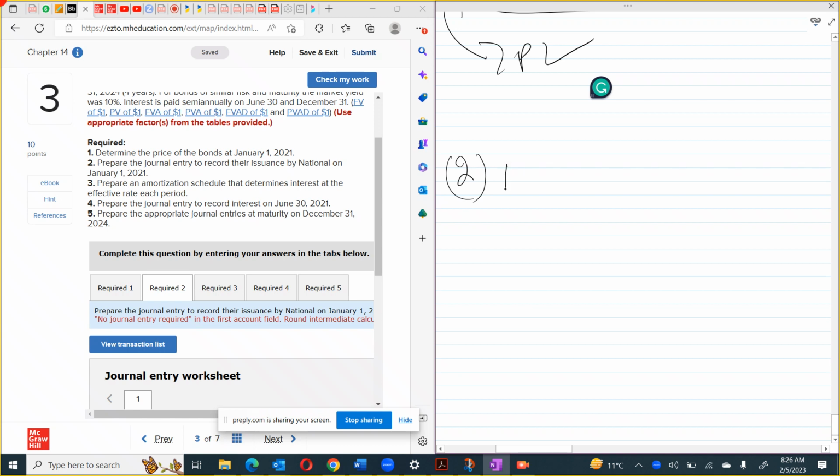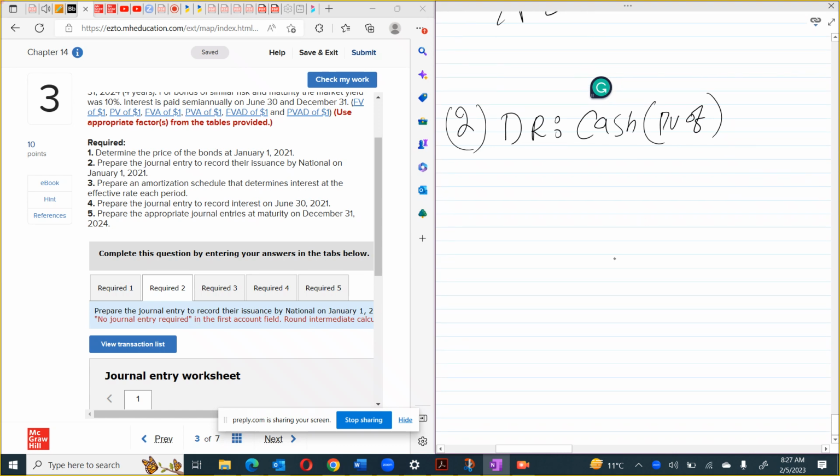Now, what you need? You need three things. You will debit the cash. Now the question is, what amount you will write here? The present value of the total amount. Now, what you will credit? You will credit the bonds payable. Why bonds payable? Because it is a liability, the liability of the issuer. The difference is recorded as a discount.